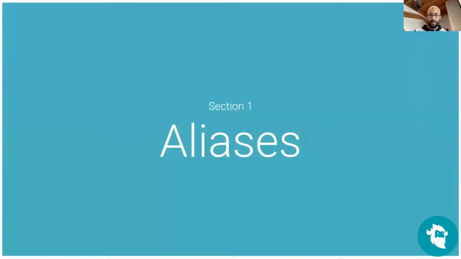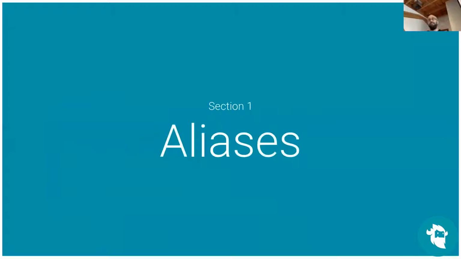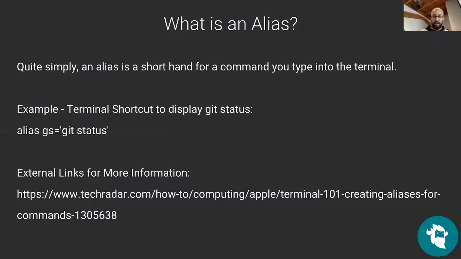Let's start with section 1, aliases. That's the biggest one that you guys all should know about. Aliases are very simple. They are, quite simply, a shorthand for a command that you type into the terminal. This is an example, a terminal shortcut to display Git status. All you do is alias GS equals Git status. I put some external links for more information.